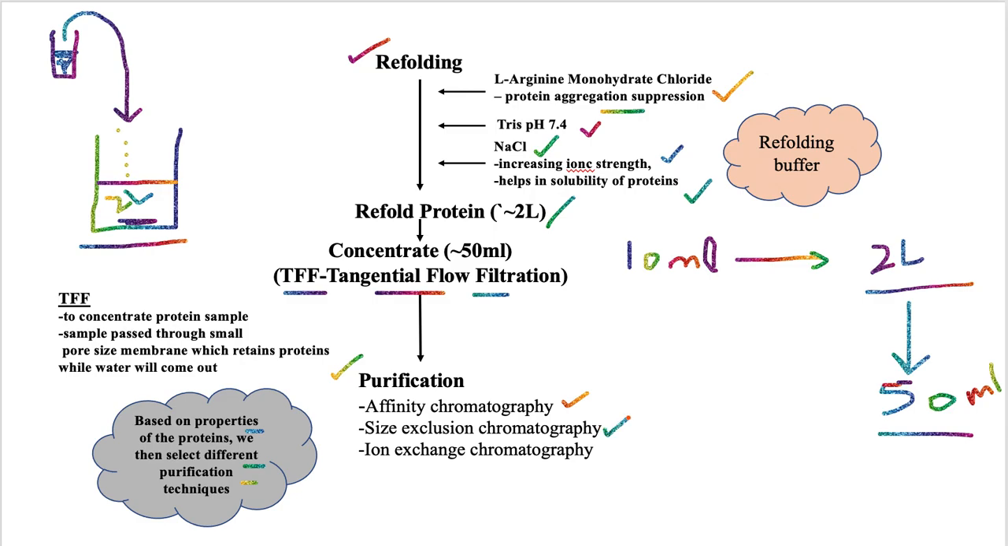We can also go for size exclusion chromatography. So based on the size, we can also purify our protein of interest, and we can also go for ion exchange chromatography, which is basically based on the charges on the protein. So we have to define or determine the charge on our protein of interest, and based on that charge we then select a particular ion exchange chromatography to purify our protein of interest.